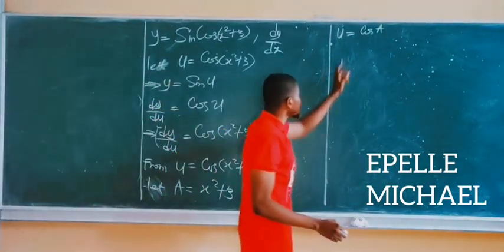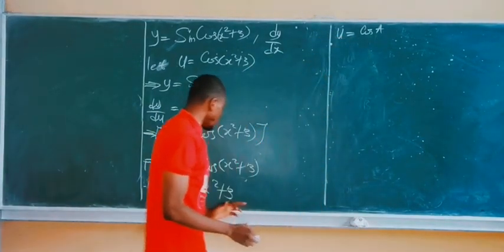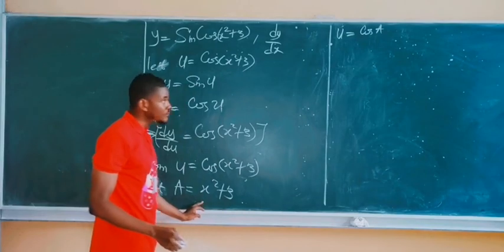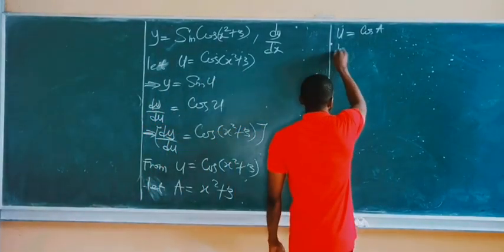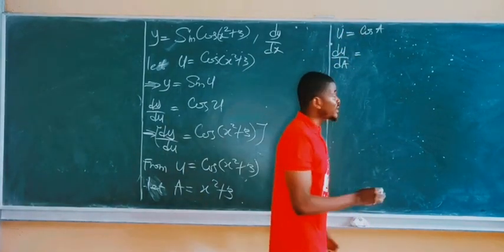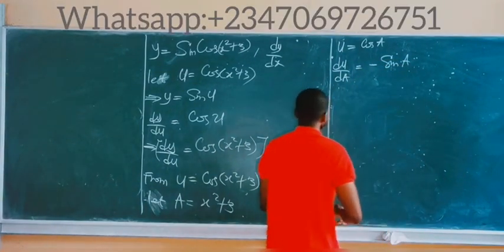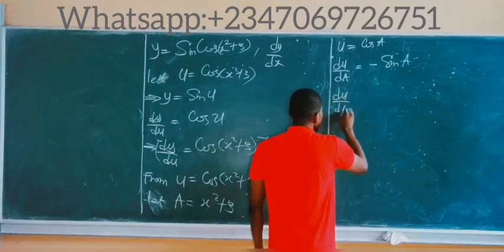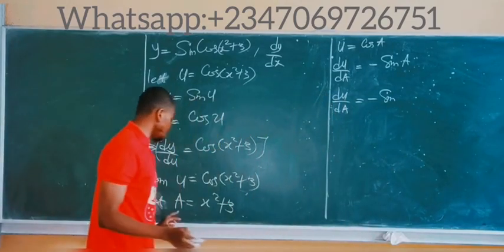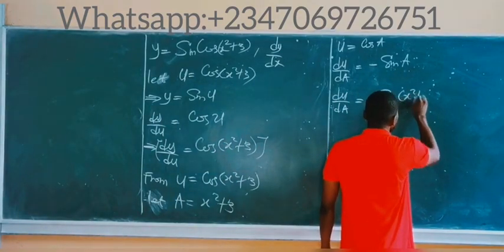So at this point, it means u is a function of a, and therefore I can only differentiate u with respect to a. It also means here that a is a function of x, and so therefore I can only differentiate a with respect to x. Alright, so I will have du/da is now equal to, if I differentiate cos a, I will simply have minus sine a. Now in place of a, recall we said let a be x squared plus 3. So in place of a, we simply have x squared plus 3.